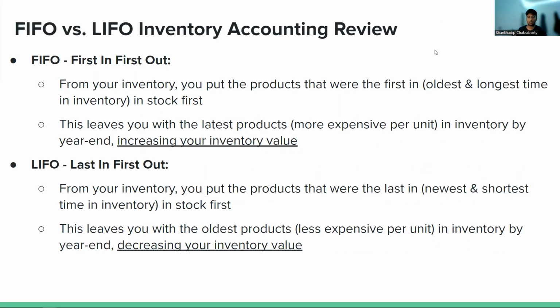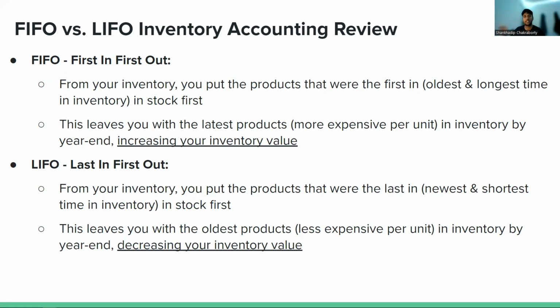All right, now we'll go into FIFO and LIFO a little bit. So FIFO means first in, first out. What this means in terms of your inventory is that the products that were the first in, or the oldest, and spent the longest time in your inventory, you put in stock first. So that's the stuff that you put out on the shelves first. You try to sell that quicker than the stuff that got brought in later. So this leaves you with the latest products in inventory.